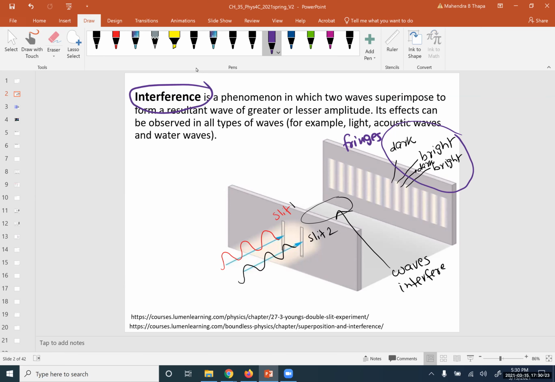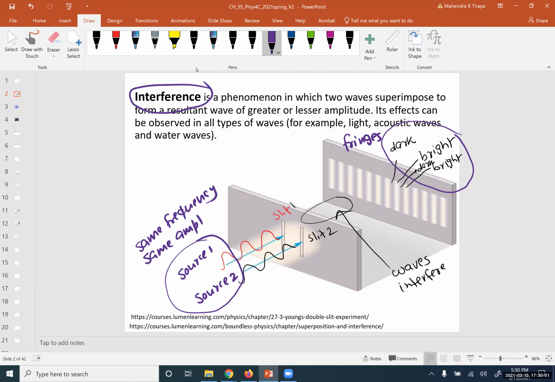This wave is coming from source 1 and this one from source 2, and we are assuming that these sources have nearly the same frequency of the emitted light, and nearly the same amplitude. This is the kind of wave we are considering here.